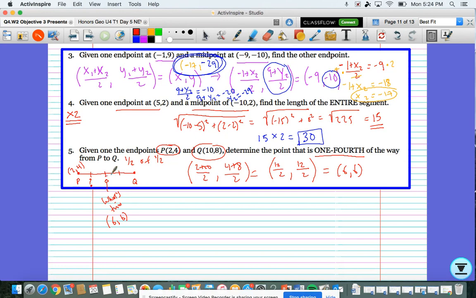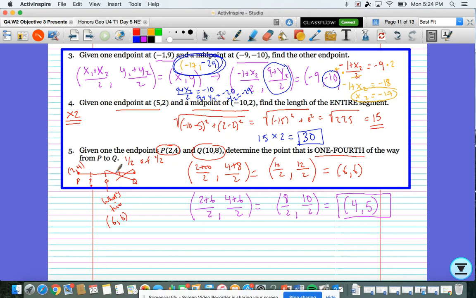So now I don't even care about this anymore. I want to figure out what is halfway between P and this new point I just found. So I'm going to now do 2 plus 6 divided by 2 and 4 plus 6 divided by 2. That's going to give us 8 divided by 2 and 10 divided by 2, so that's going to give us 4, 5. So a point that is 1/4 of the way from P to Q would be that.